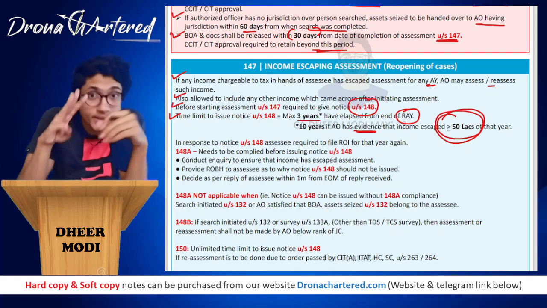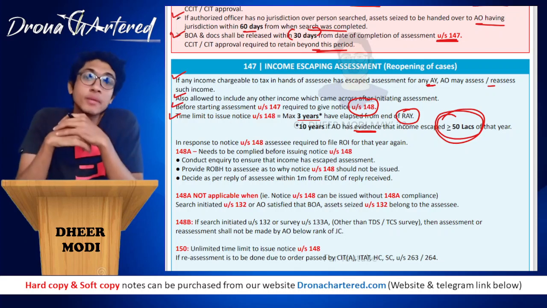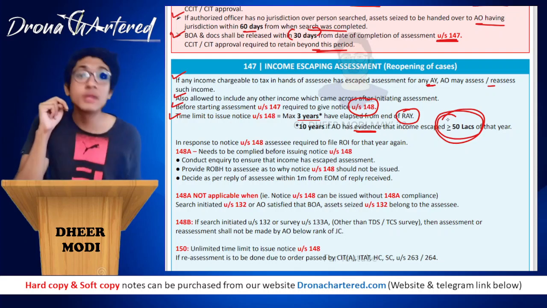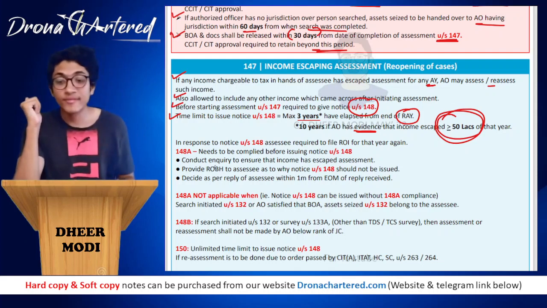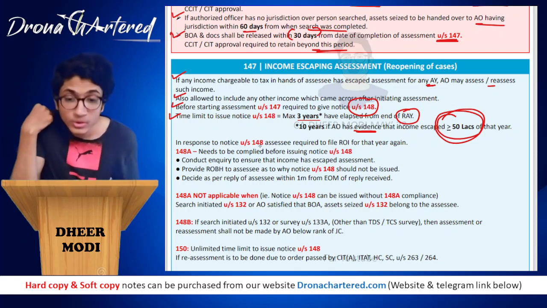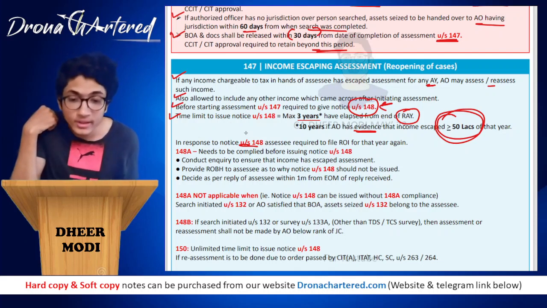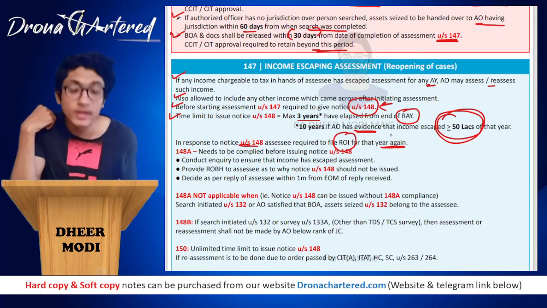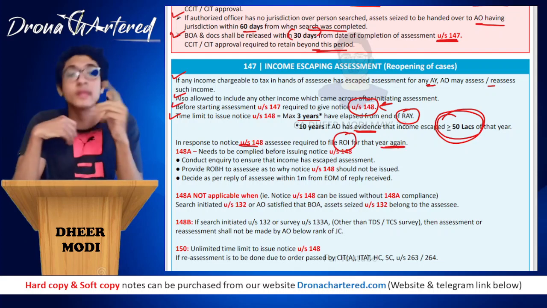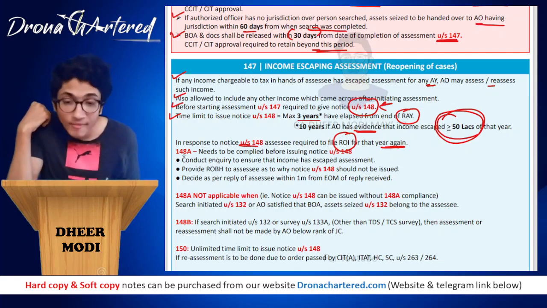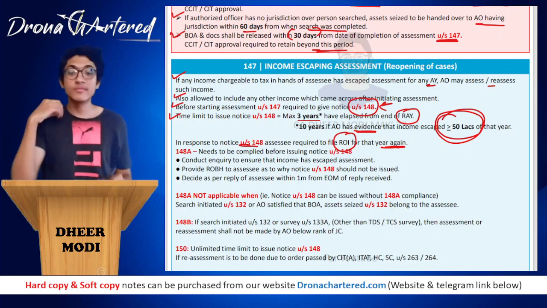So usually it is 3 years. If the AO feels that income has escaped assessment, it is 3 years, but it will be 10 years if the AO feels that the income that has escaped assessment is more than 50 lakhs. In response to notice under section 148, the assessee is required to file a return of income for that year. That means even if the assessee has already filed the return, he still has to file his return of income again. 148A talks about what needs to be complied with before issuing notice under section 148.